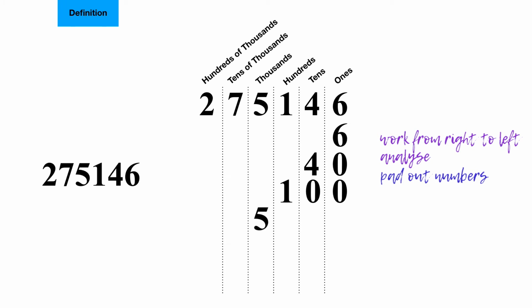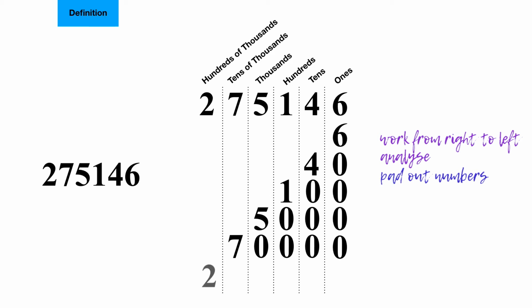For thousands, I have 5 thousands. Padding out the number again, I'm going to get to 5,000. For 7 tens of thousands, that means padding out the number, I'm going to get to 70,000. And finally, for 2 hundreds of thousands, padding out the number, I'm going to get to 200,000.